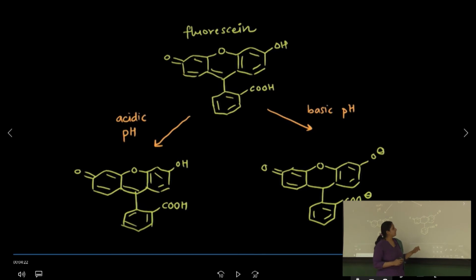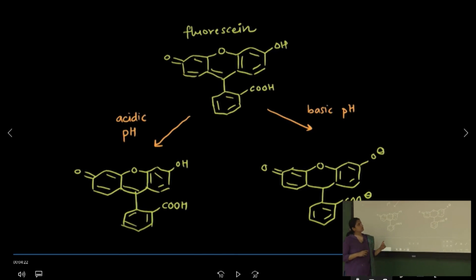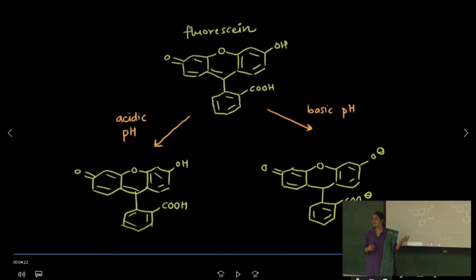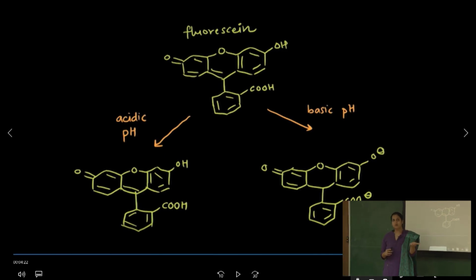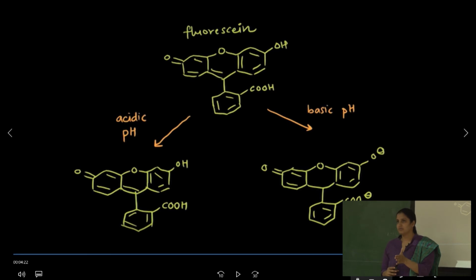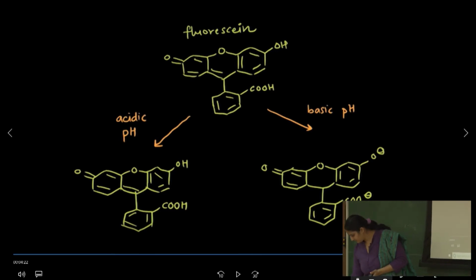Okay. Now because of which, under basic pH, when we add KOH to the system, what we are going to see is it is going to fluoresce even brighter. Okay. So today what you have to observe is how fluorescence is a pH dependent phenomenon for fluorescein.